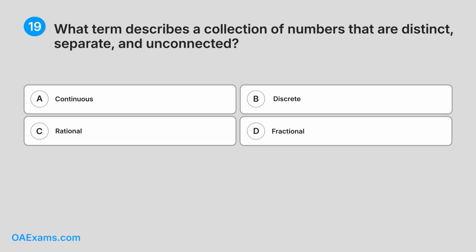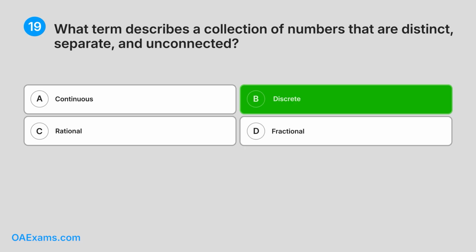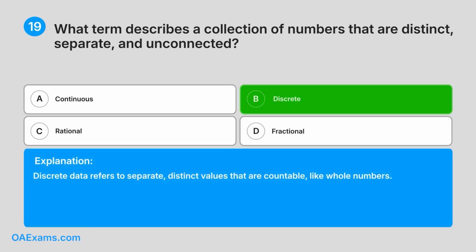Correct answer. B. Discrete. Explanation. Discrete data refers to separate, distinct values that are countable, like whole numbers.